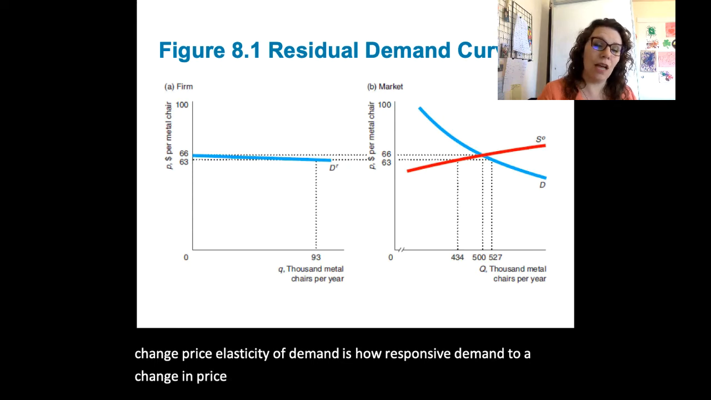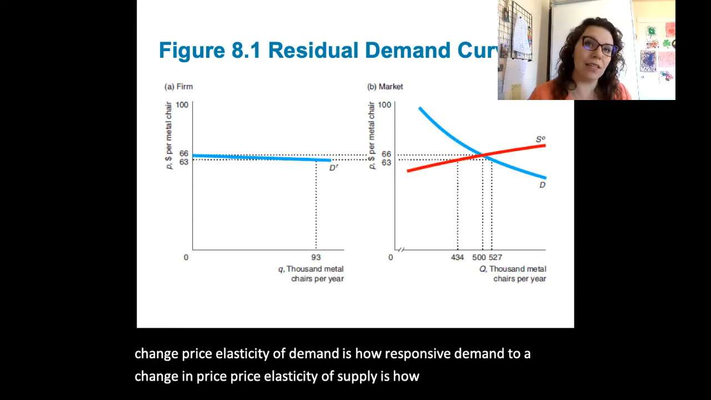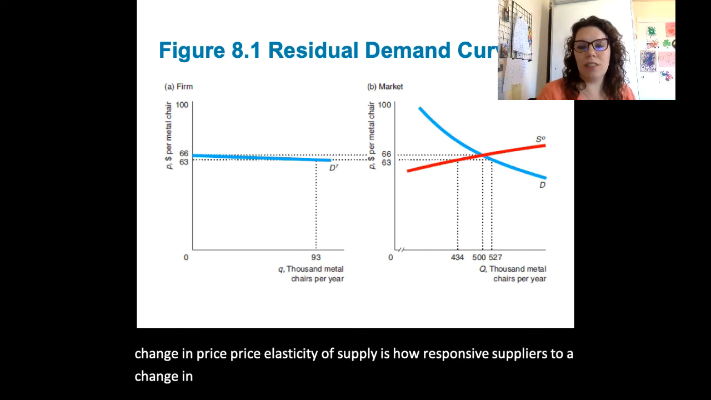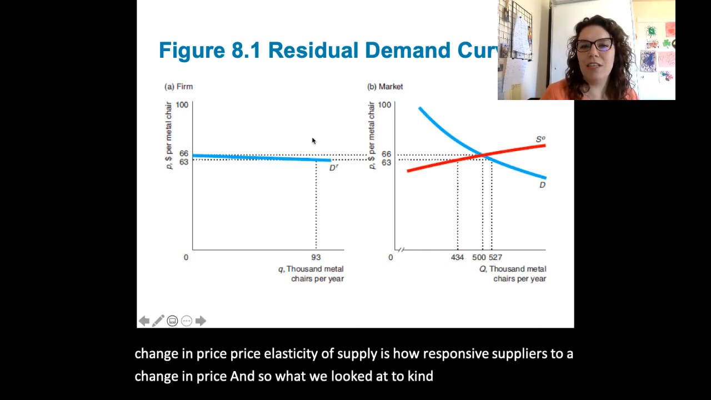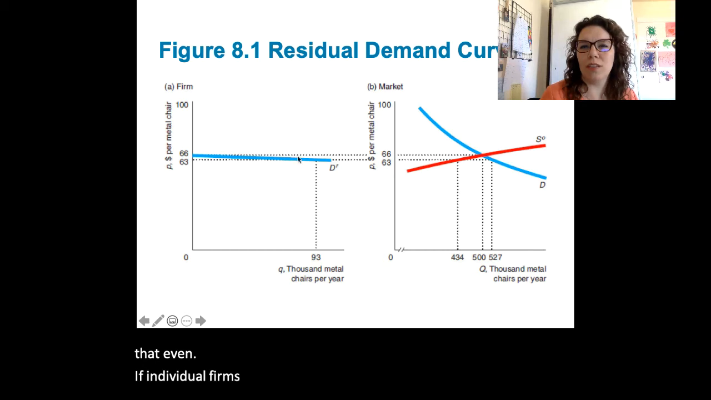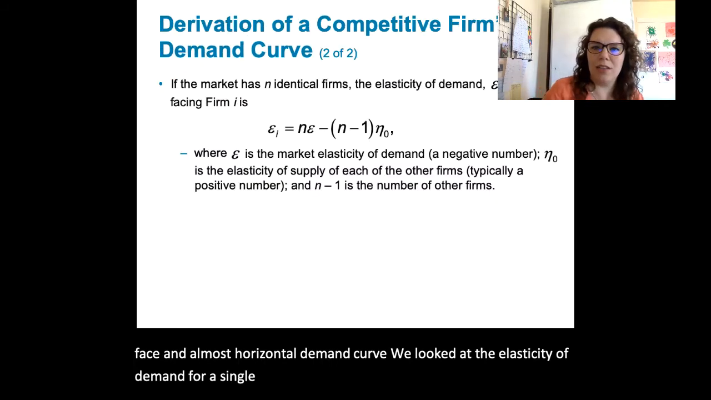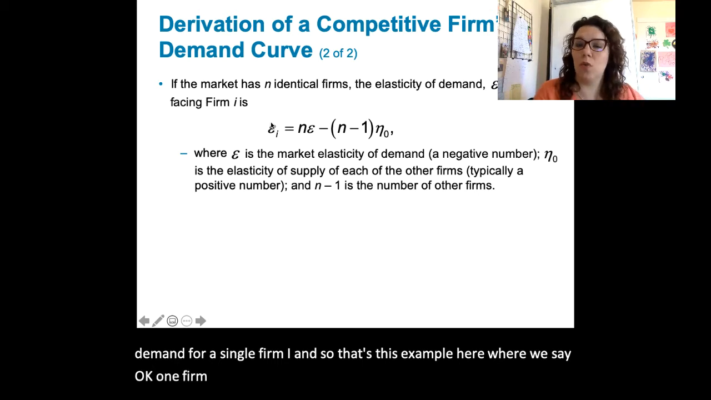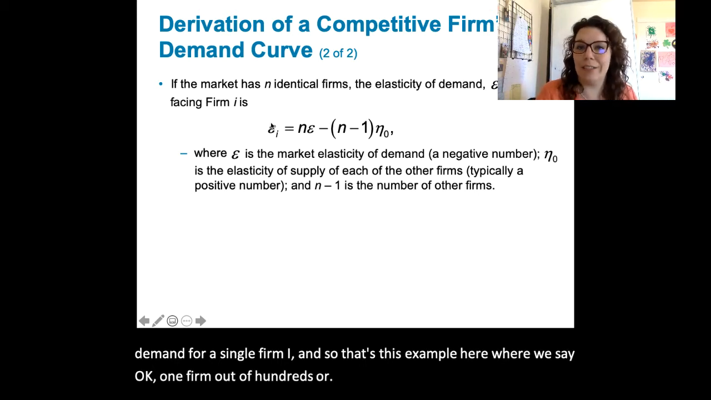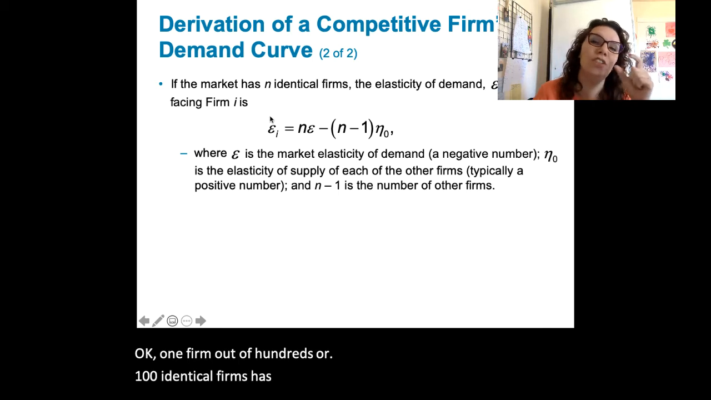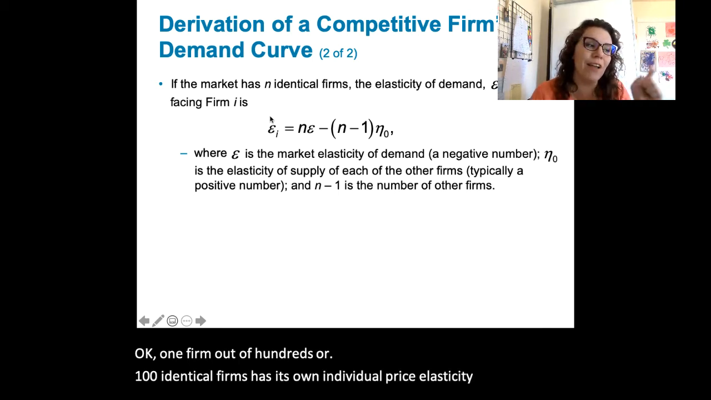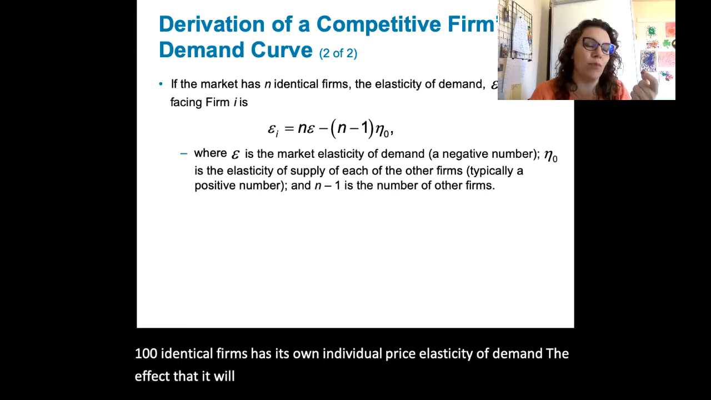Price elasticity of supply is how responsive supply is to a change in price. And so what we looked at to prove that even if individual firms don't face a perfectly horizontal demand curve, they face an almost horizontal demand curve, we looked at the elasticity of demand for a single firm I. So that's this example here, where one firm out of hundreds or 100 identical firms has its own individual price elasticity of demand, the effect that it will have if it raises or lowers prices.